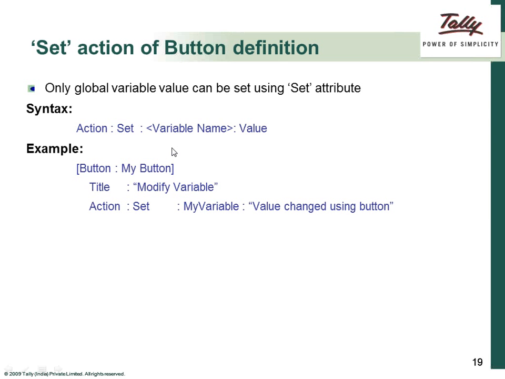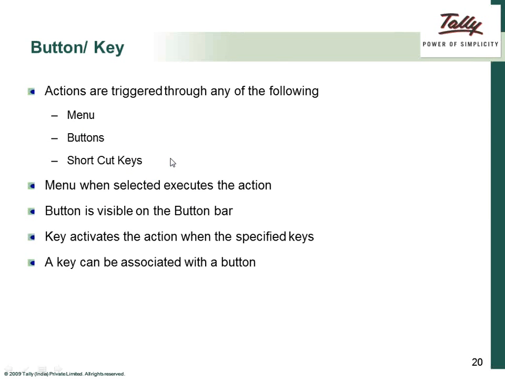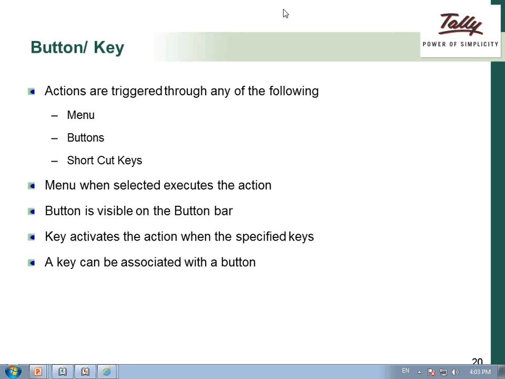Now, the actions that we have are triggered through menu, buttons and shortcut keys. Menu we have already seen. We have seen one action called display, and we have been displaying our reports. Then we have buttons and shortcut keys. Menu, when you select, the action is executed. Button bar, we have seen the top bar, the right bar and the bottom bar. And keys are the shortcut keys that are hidden ones.